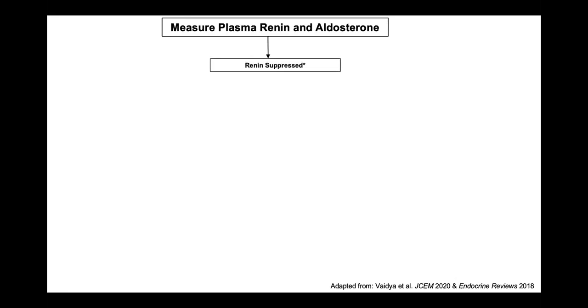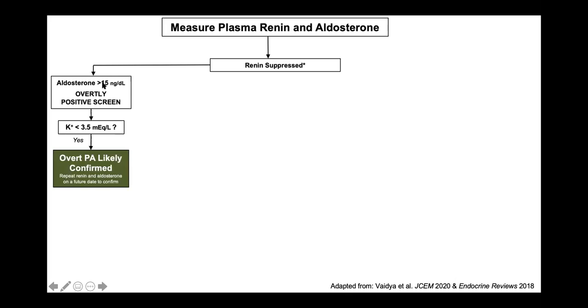So what you want to be convinced of is that there is renin-independent aldosterone production. So step one is, is the renin suppressed? If the renin is suppressed and the aldosterone is greater than 15 nanograms per deciliter, this should be considered an overtly positive screen. There's very few things that this could be other than primary aldosteronism in the right pretest probability. Certainly with any evidence of hypokalemia, you've made the diagnosis of overt primary aldosteronism.